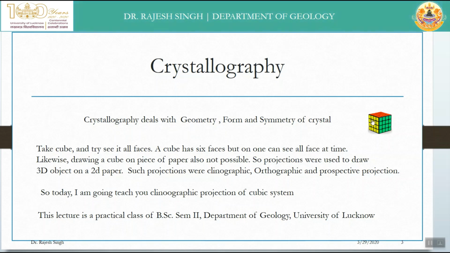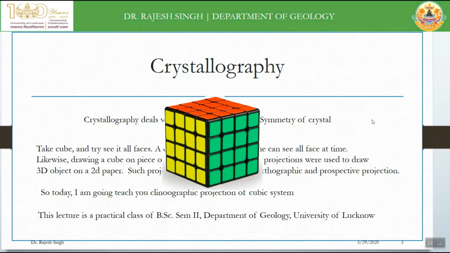Take a cube and try to see all the faces. A cube has six sides or six faces, but no one can see all faces at a time. Likewise, when we are trying to draw a 3D object like a cube on a 2D paper, it is not possible to show all the faces correctly. So some kind of projection, some kind of technique, is used to demonstrate the 3D object in 2D.